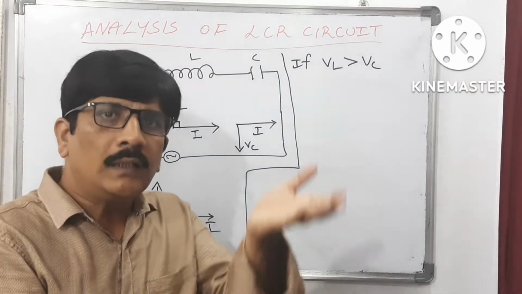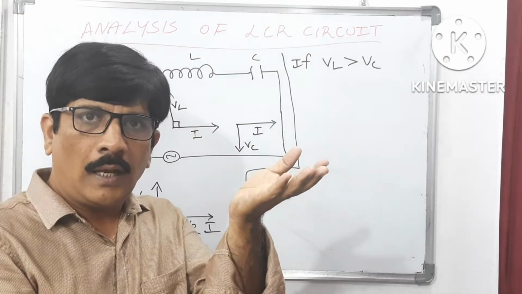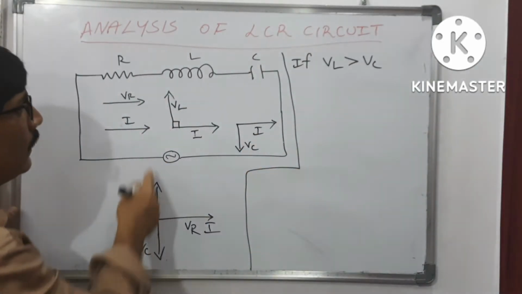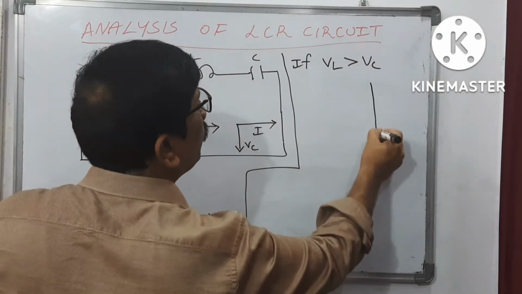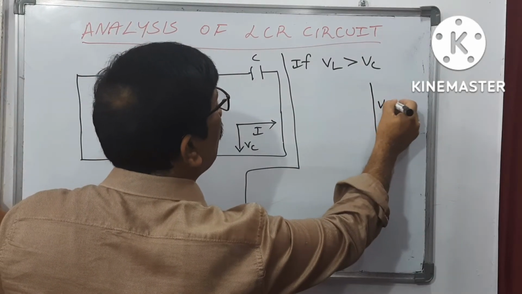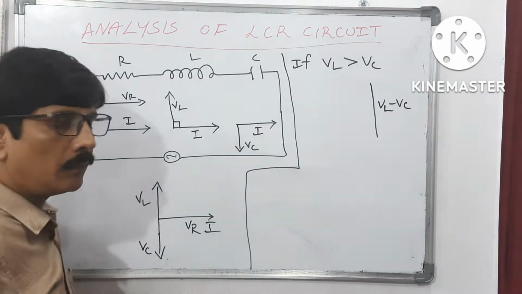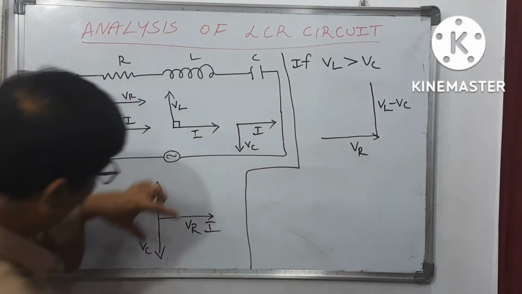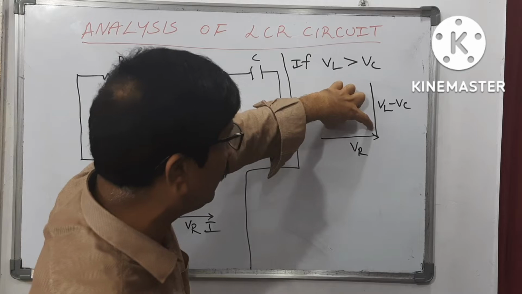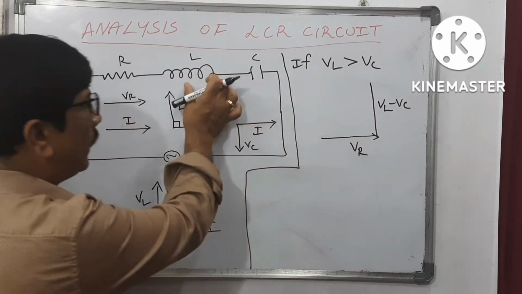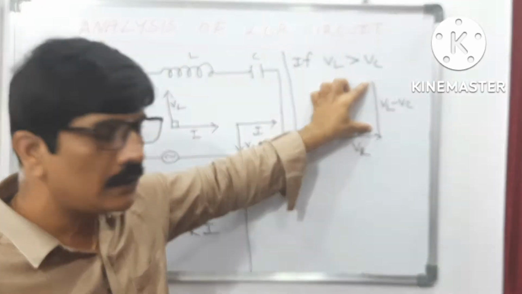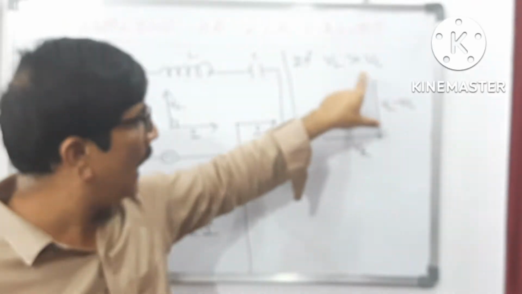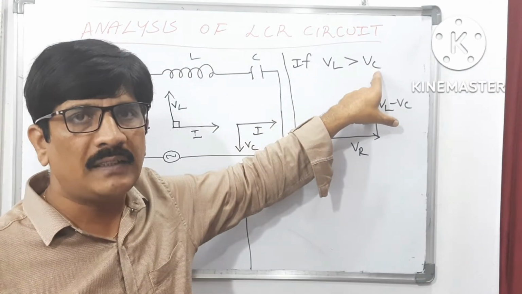If the two voltages are in opposite directions, then the net voltage is the difference of these two. So that's why you can take this as VL minus VC. Then the voltage across the resistor is the same. Voltage across the resistor I am taking in the same direction, but for the inductor and capacitor combination I am taking VL minus VC. I am assuming that VL is greater than VC.